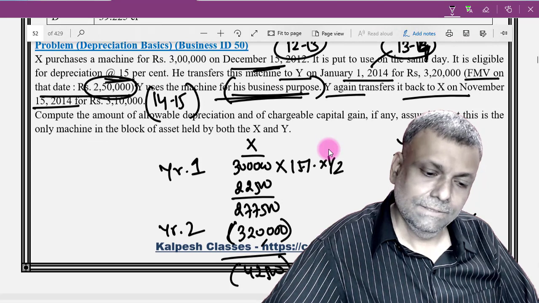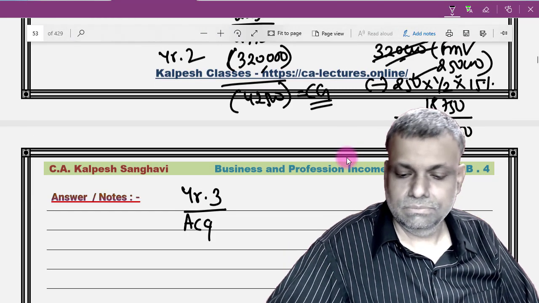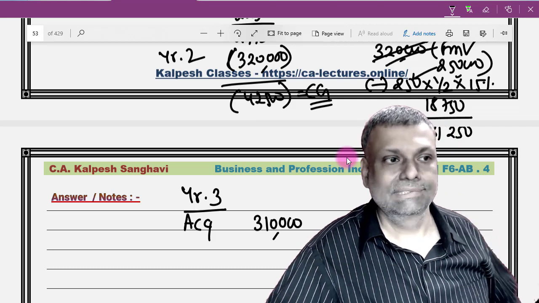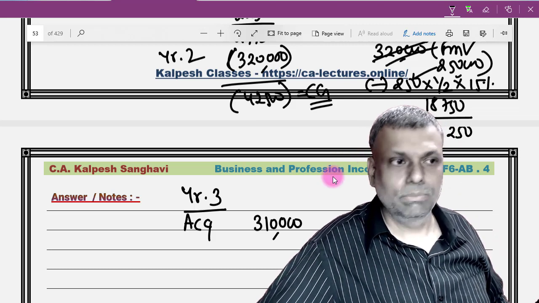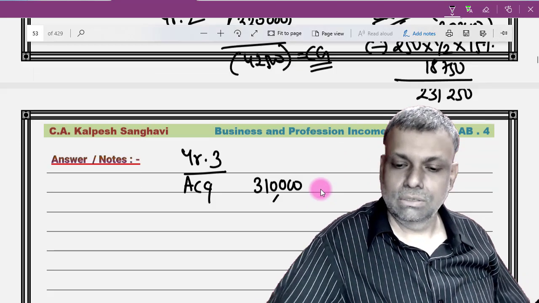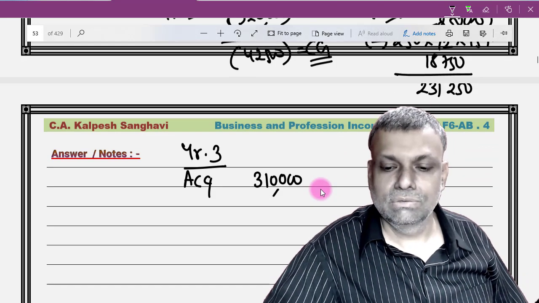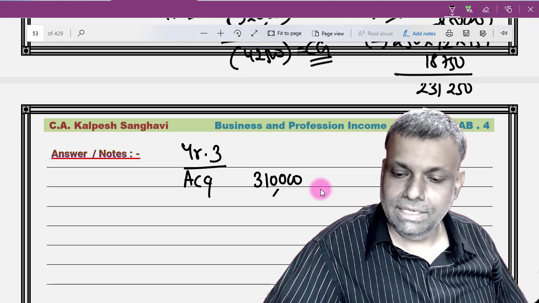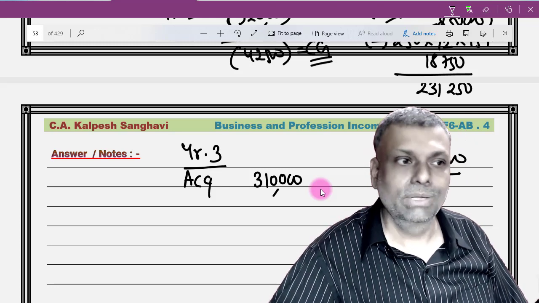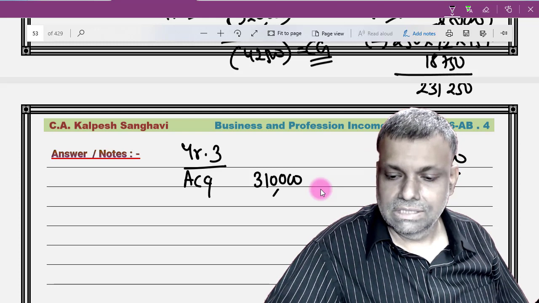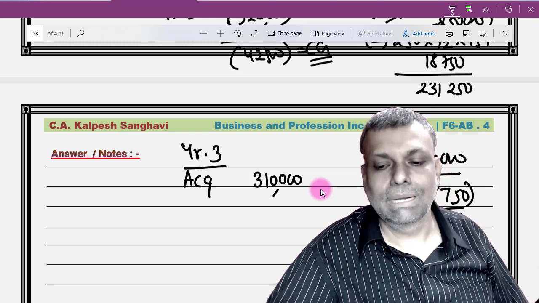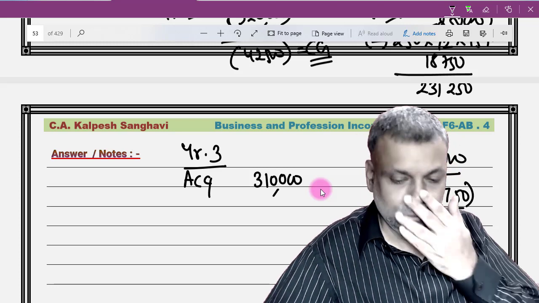So he has acquired that particular asset for a price of how much? Let me check. 3,10,000. But this is a reacquired price. And when it comes to Mr. Y, his opening WDV was 2,31,000, and from that he is selling it for 3,10,000. So again, for him it is going to become profit. 78,750 is again going to be a deemed short-term capital gain for Mr. Y. So Mr. Y's story is over.